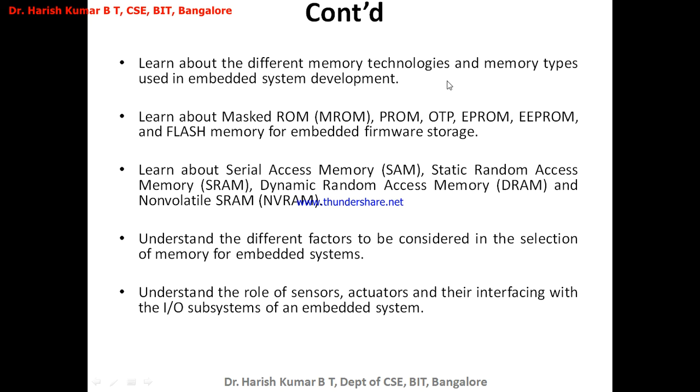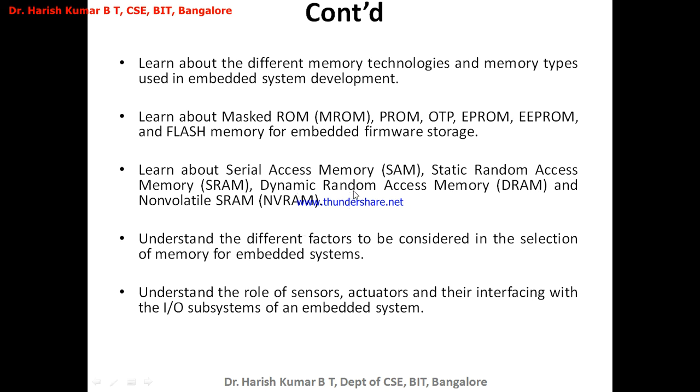Now you're going to learn about the different memory technologies and memory types used in embedded system development. What kind of memory: ROM, PROM, programmable read-only memory, OTP, one-time programmable memory, that is, the memory can be programmed only one time, EPROM, erasable programmable read-only memory, EEPROM, that is electrically erasable programmable read-only memory, and flash memory. These are all the different types of memories which are used for storing the firmware inside the embedded system. And then you also understand the various RAM, random access memory types. Some of these we have already understood in the previous classes: static RAM and dynamic RAM. A few differences between static RAM and dynamic RAM I have already told you in the previous session.